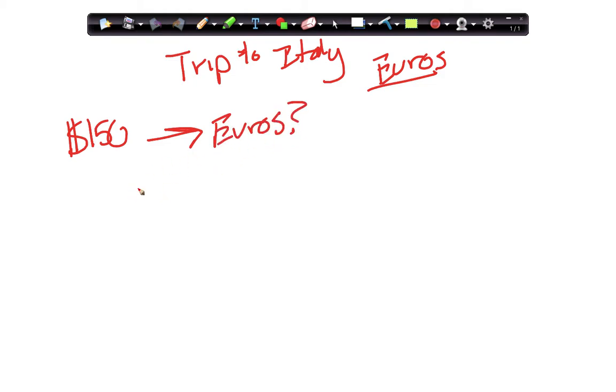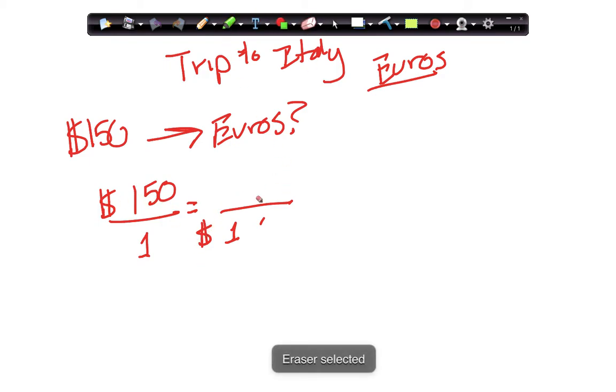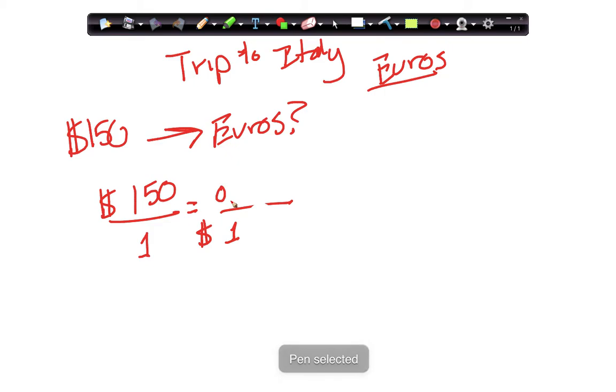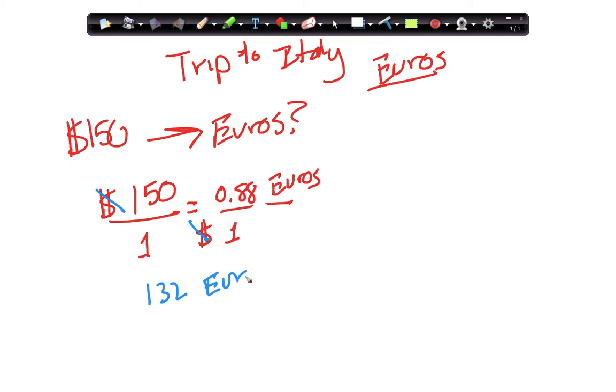So here's how we did it. We put $150 over a 1 to make it a numerator. And we wanted the exchange rate with $1. So this is $1 so that the dollars would cancel out. Dollar divided by dollar is 1. So we found out that the exchange rate is 0.88 euros. So the dollars cancel. 150 times 0.88 is 132. So we have 132 euros. Has the same value as $150.